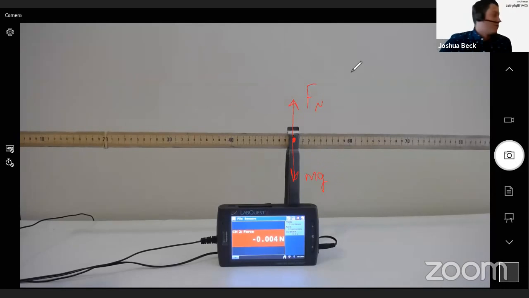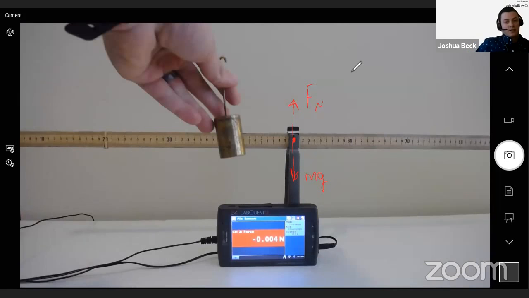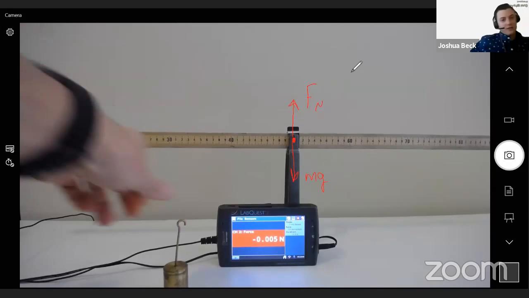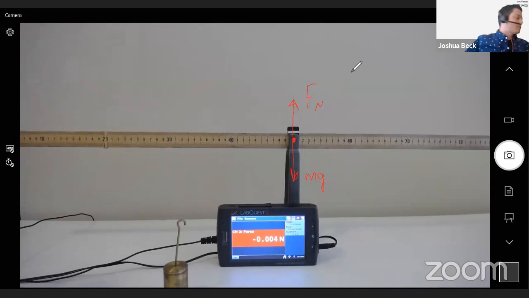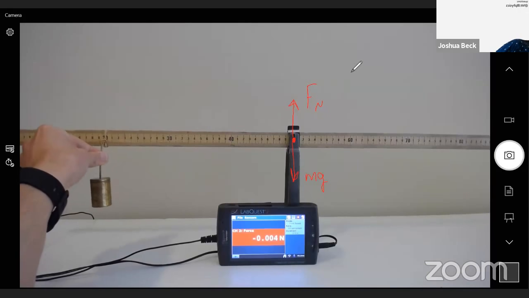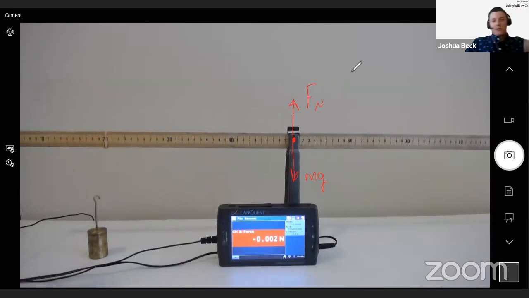Now, what I'm going to do is add something to this. I'm going to take this. This is a 200-gram mass. So we'll call that 0.2 kilograms. And I'm going to hook this over on the edge right here. Got a little rubber band ready for it. I'm going to hook this on the edge. Okay. So before I do that, I want you to go ahead and add that to your diagram. Go some distance over here.